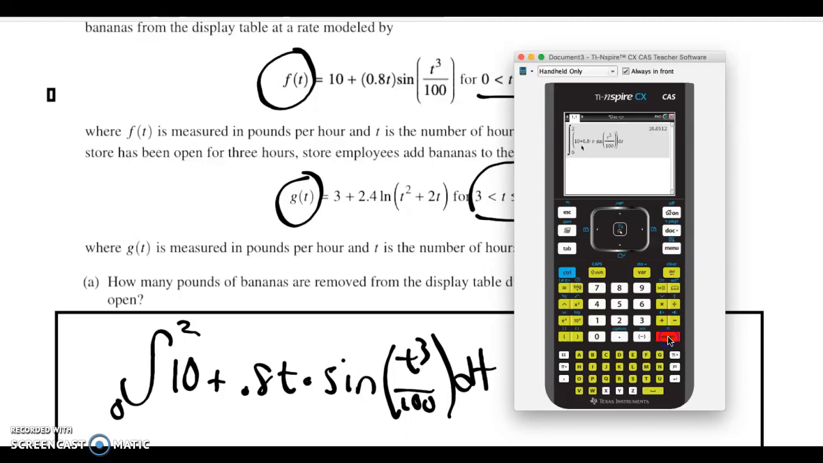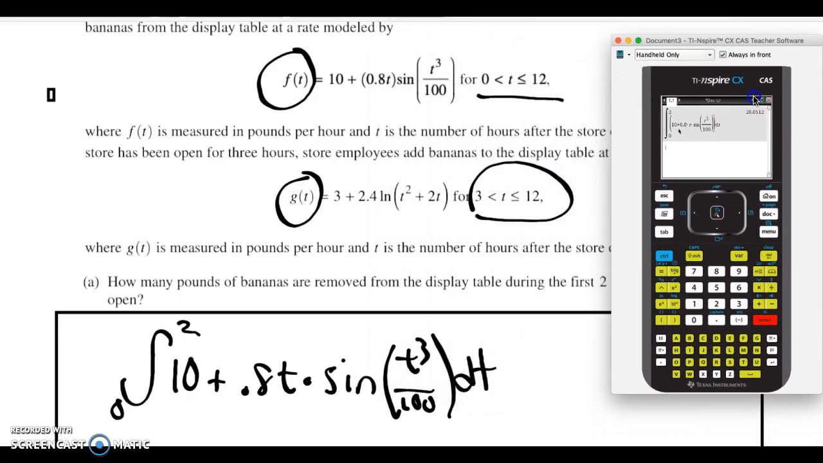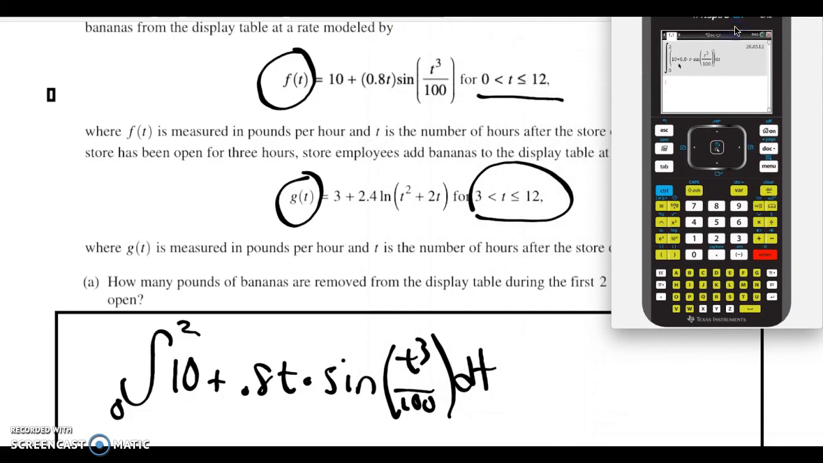We're going to hit enter, and we have 20.05 bananas being removed from the table. We want that in decimal form. So the answer is going to be 20.051 lbs, because it's in pounds. I do not have to write pounds because the problem doesn't ask me to write pounds.